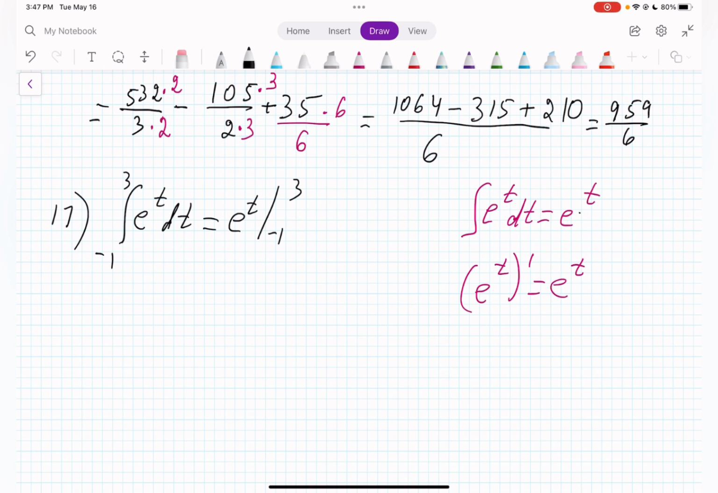So what we're gonna do, we're gonna do e to power 3 minus e to power -1. Okay? So let me see if they want to plug. No, we are going to plug the way it is. E to power 3 minus e to power -1.